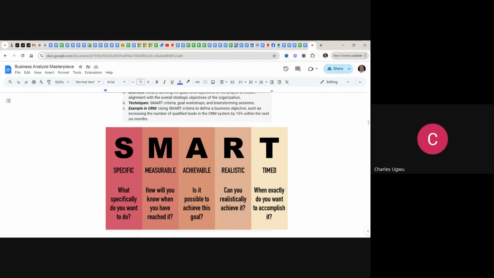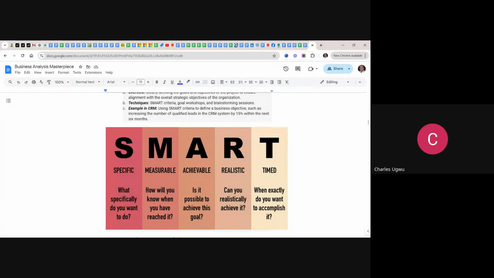What do you want to do? Increase the number of qualified leads by 15% within the next 6 months. We see here, at the end of the day, we have a time bound, which is 6 months, and the 15% here, that is measurable.